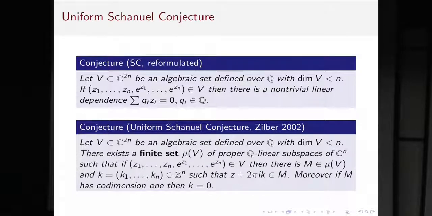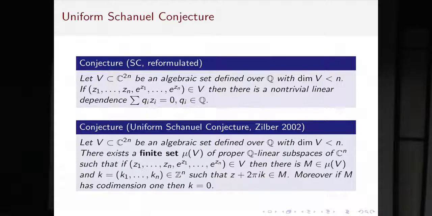But now Boris formulated a uniform version of this where you take your V in exactly the same form, but now the postulate is that for this V, there's actually a finite set of such rational relations that somehow control all the points. Now, you have to be a bit careful how you formulate that. You need to allow these shifts by 2 pi i k, but it's essentially a finiteness statement. In the first statement, you just say every point on there of the form z, e to the z is accounted for by a rational relation. And now we want to say that given V, there are essentially finitely many rational relations that account for everything.